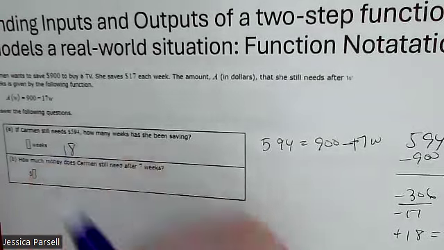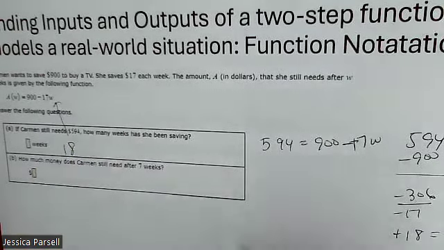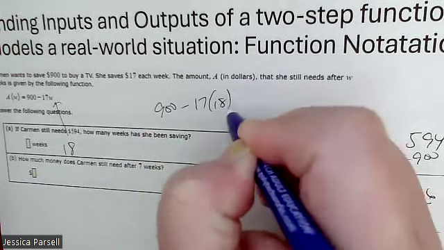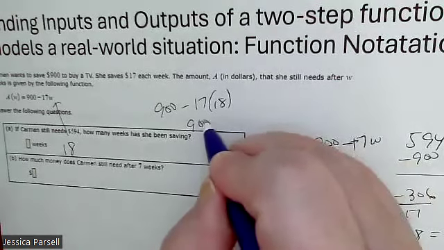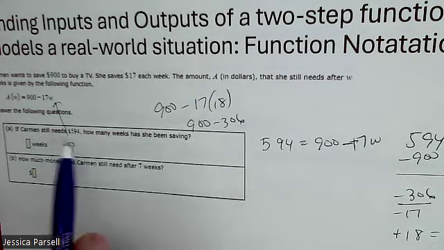So 18 weeks. And if we want to, we could even substitute that in and double check. So watch this: 900 minus 17 times 18. Well, 18 times 17 is 306. So 900 minus 306, I think we kind of know what that's going to be: 594.